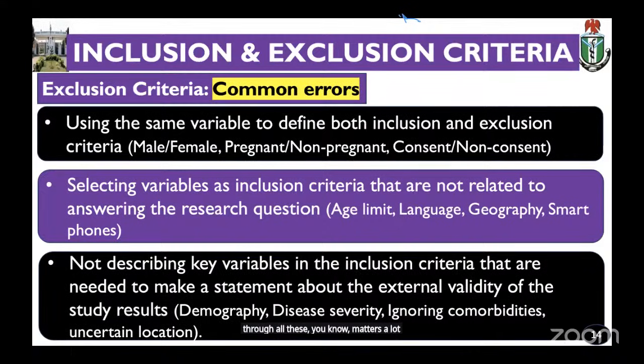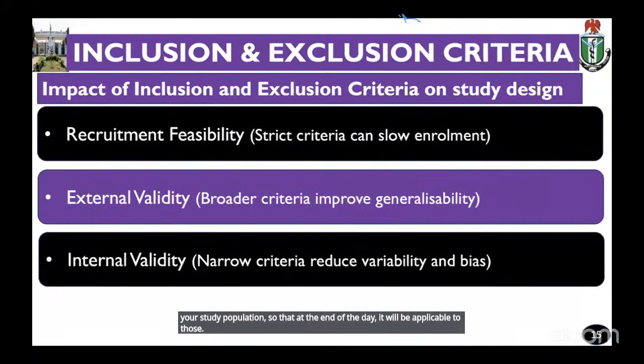It's not a crime to exclude them if you feel that they will actually be harmed, or the study will not be beneficial to them. But you must have your operational definition well spelled out for your study population, so that at the end of the day, it will be applicable to those that have been defined in your study.